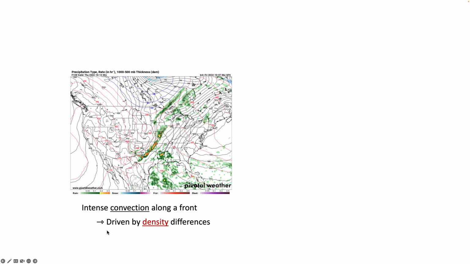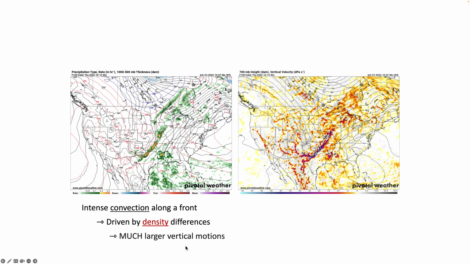So when we get convection, really intense, deep convection, this is driven by density differences in the atmosphere. And we also see that when this occurs, we get much larger vertical motion. If you take a look at the reflectivities, basically from northeast Missouri and down a line southwest through Missouri, Oklahoma, and into the northern part of Texas, you can see some omegas on the order of 50 to 60 decapascals per second. So these are pretty large upward motions.